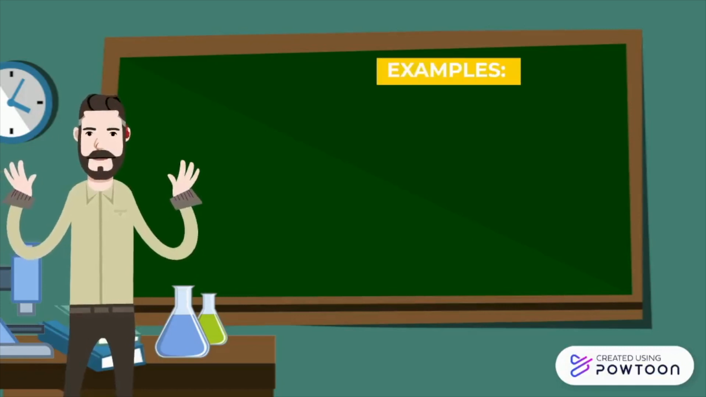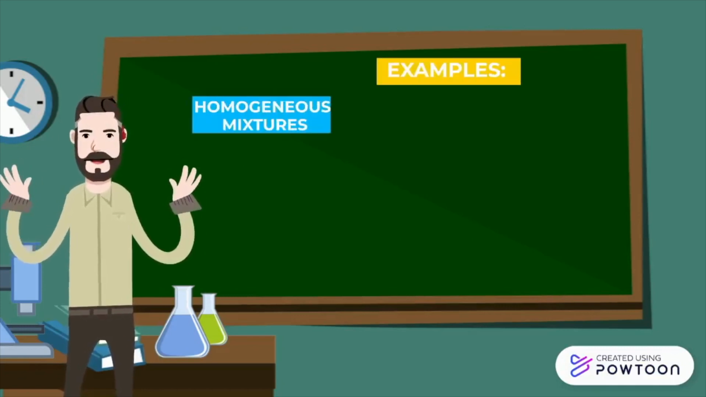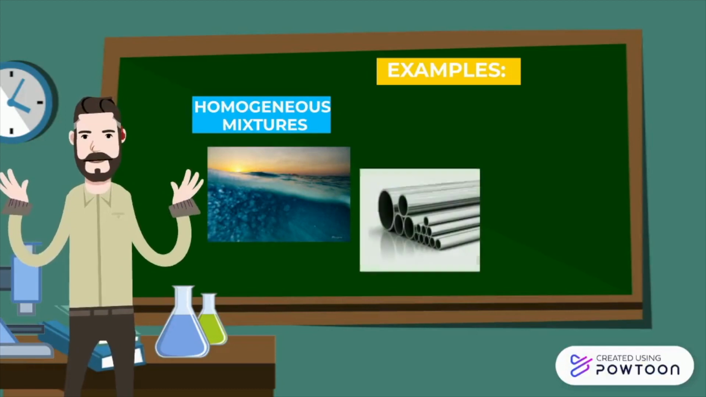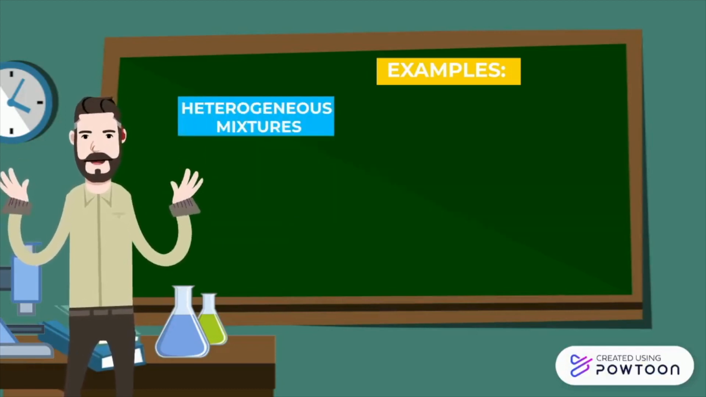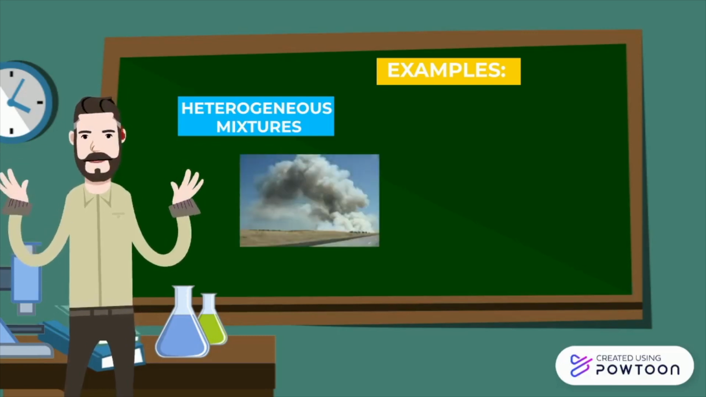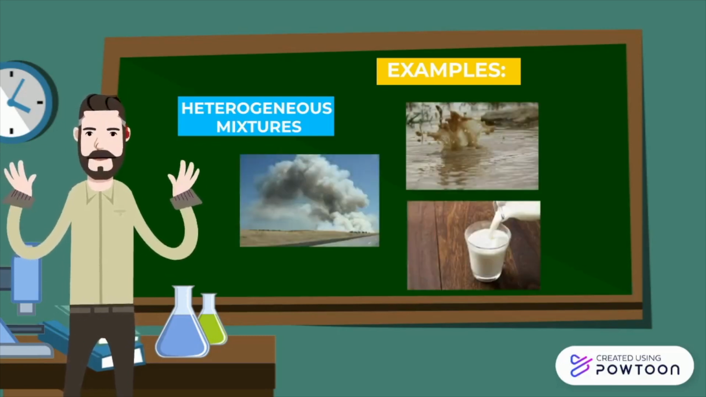So these are the homogeneous mixtures. We have the salt water, alloy, and the air. And examples of heterogeneous mixtures, we have smoke, mud water, and milk.